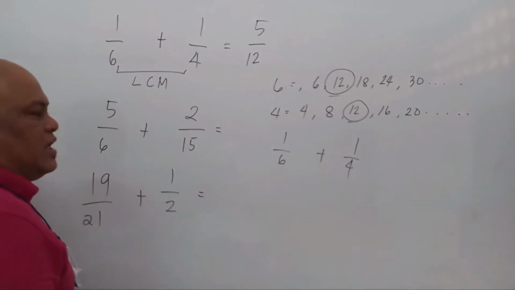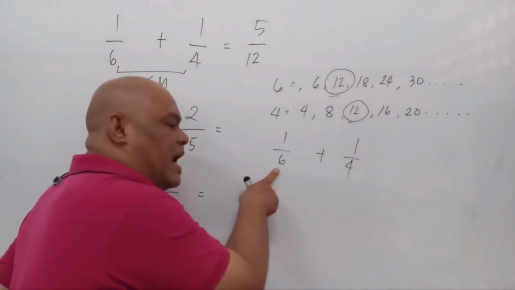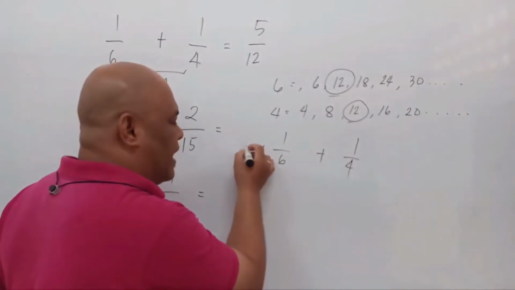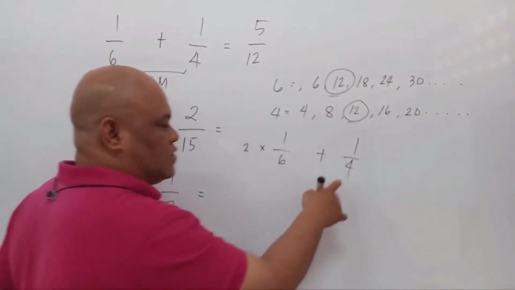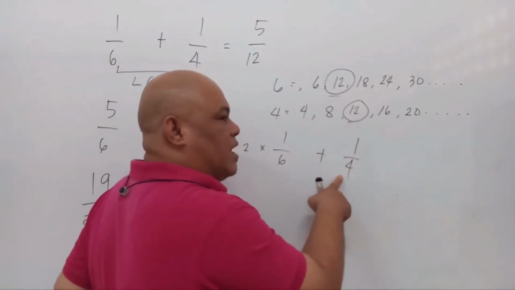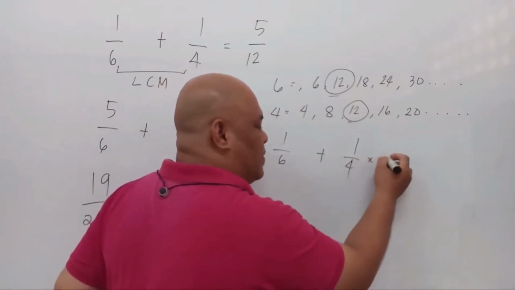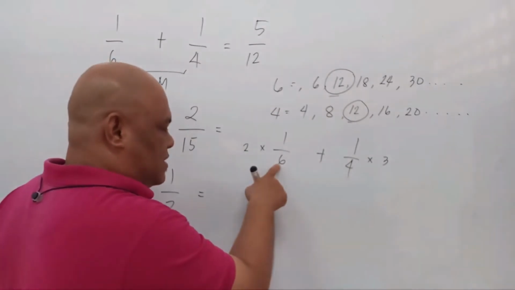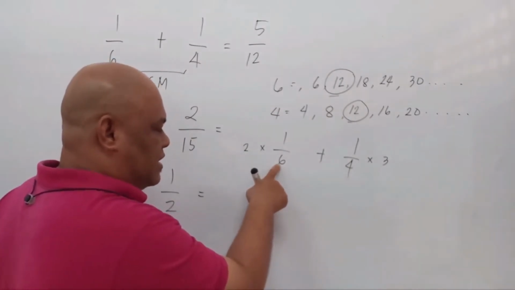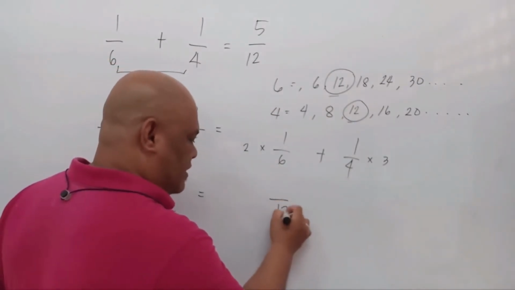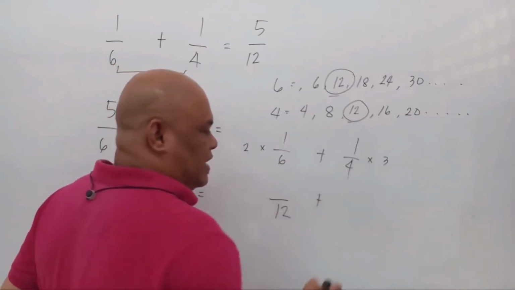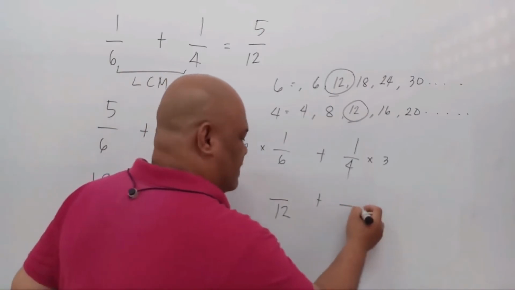So what did you do, how did it become 12? You have to multiply by 2. And this one, how did it become 12? You have to multiply by 3. 6 times 2 is 12. And this one is 4 times 3 is 12.